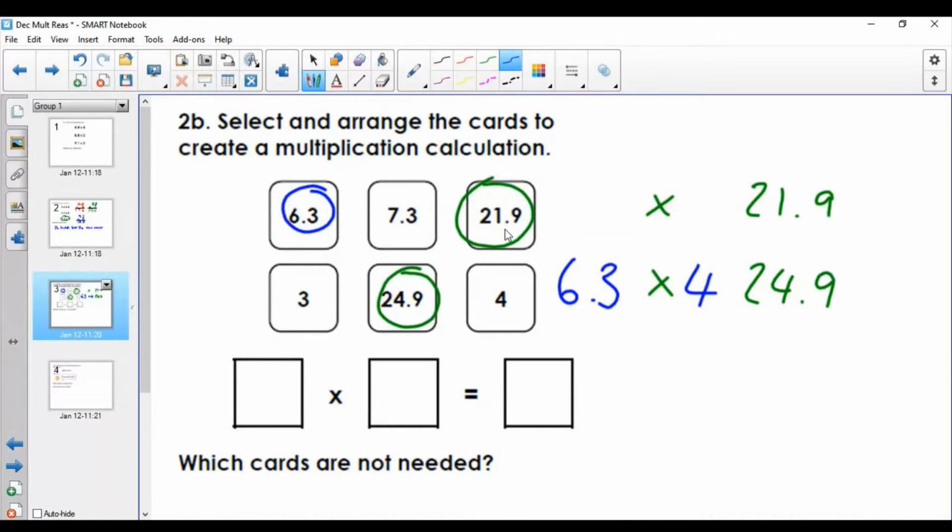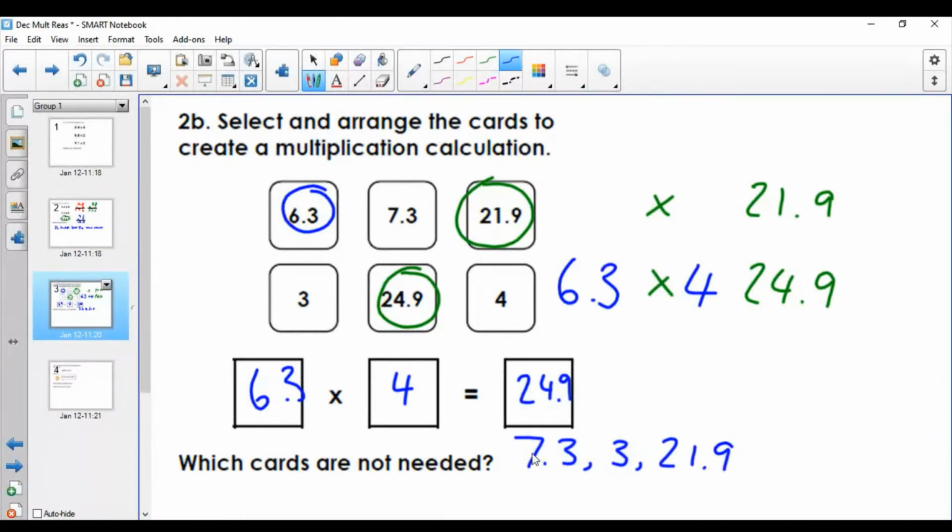Now, I do wonder which cards are not needed, because that's what the question actually says, isn't it? So I could fill in here 6.3 times 4 is 24.9. Remember, with multiplication, it doesn't actually matter which way around these two cards go because of the laws of commutativity. And the cards which are not needed will, for this particular calculation, be 7.3, 3, and oh no, I've used 4, haven't I? So it's just 7.3, 3, and 21.9.